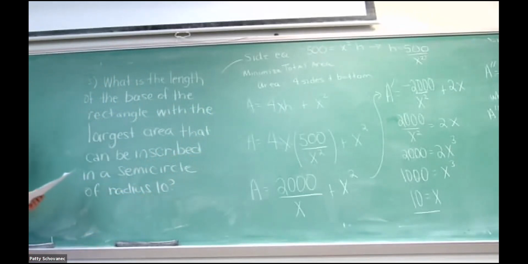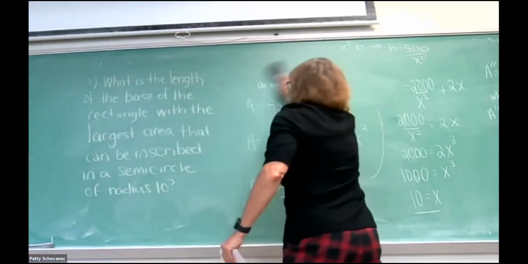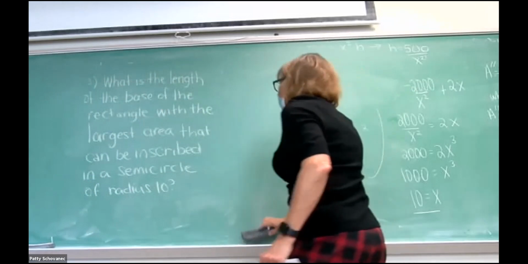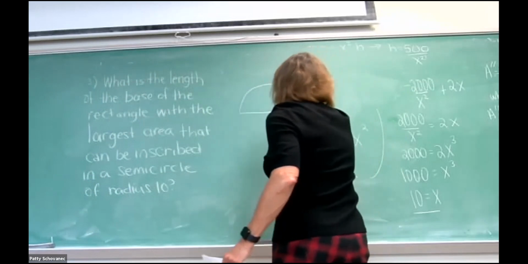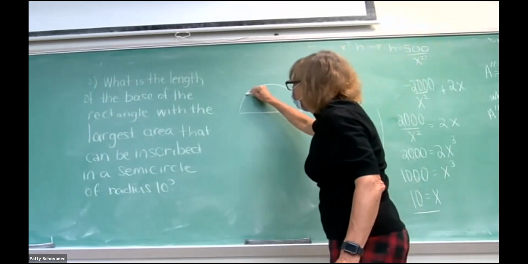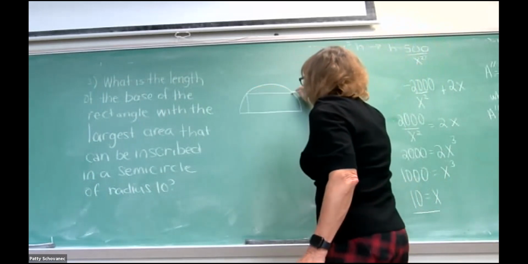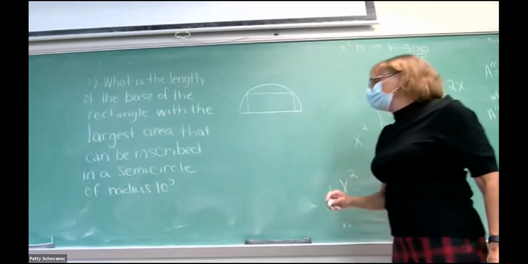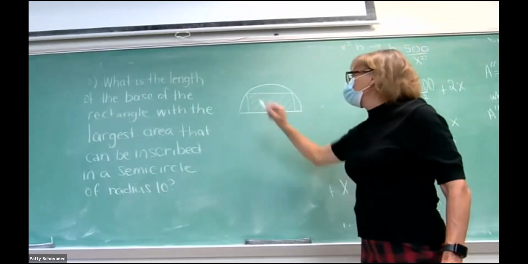We're going to put the base of the rectangle on the diameter of the semicircle so that it looks something like this. So here's the semicircle, it means half of a circle. And now I'm going to stick a rectangle in here. And I want to know the dimensions of the largest rectangle that could do this.